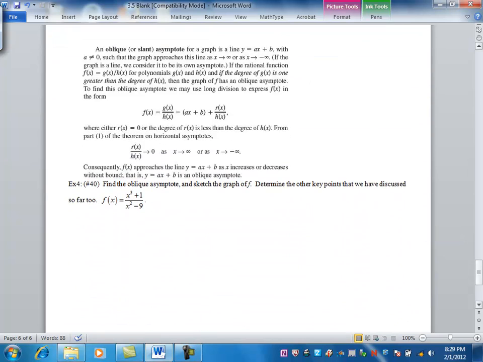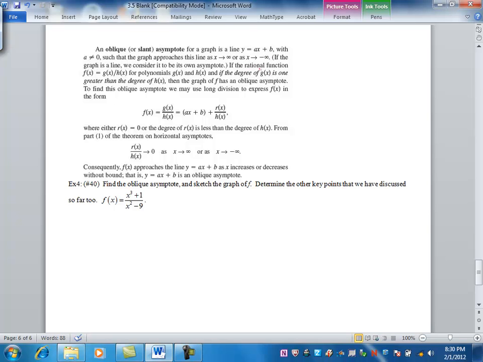Now we've got an additional topic here that we want to look at in this section. And this is the idea of the oblique, or the slant asymptote, and how it plays in. An oblique or a slant asymptote for a graph is the line y equal ax plus b with a not equal to 0, such that the graph approaches this line as x goes to infinity or negative infinity. If the graph is a line, we'll consider it to be its own asymptote.